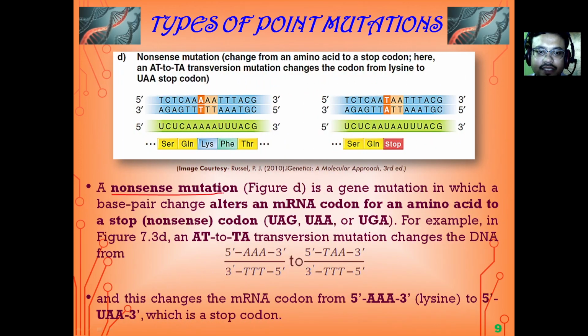In case of nonsense mutation, however, this sort of change in the mRNA codon due to mutation can result in a stop or nonsense codon, which can be UAG, UAA or UGA.